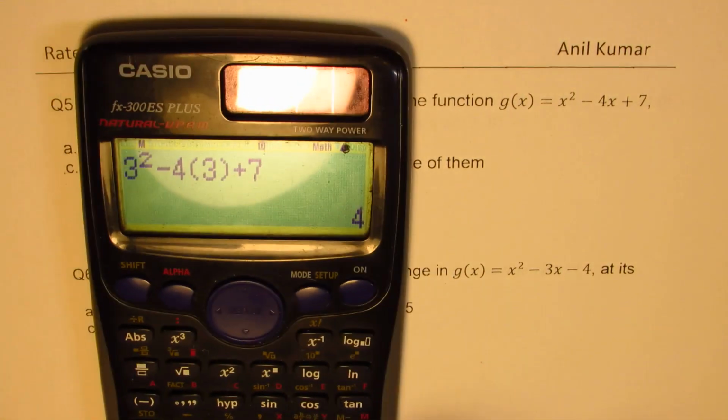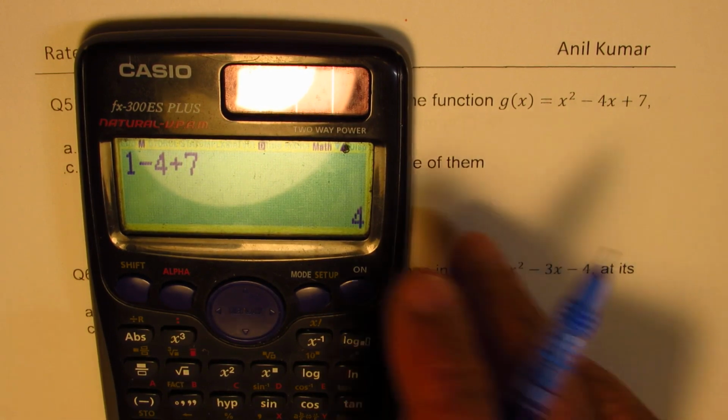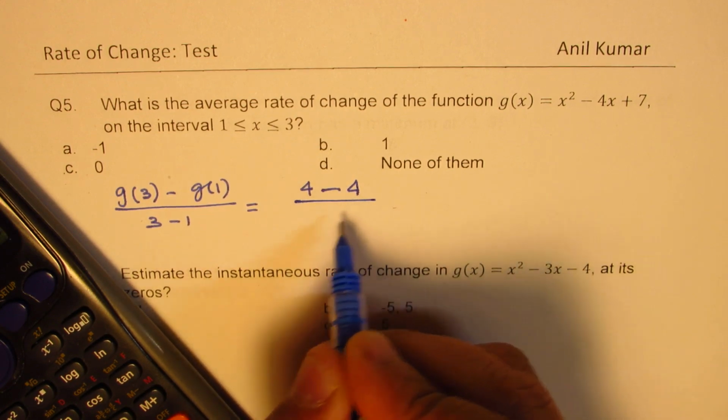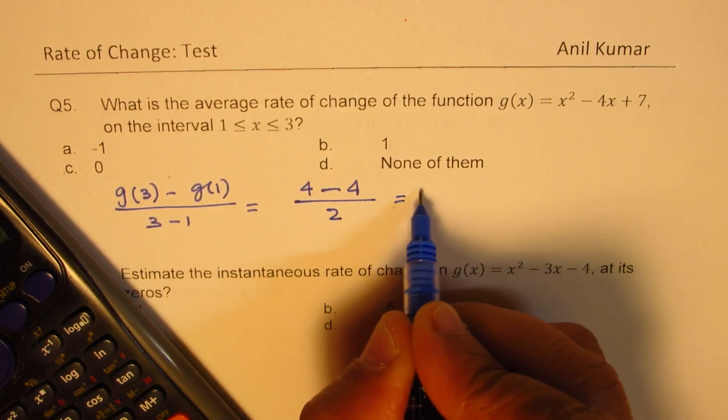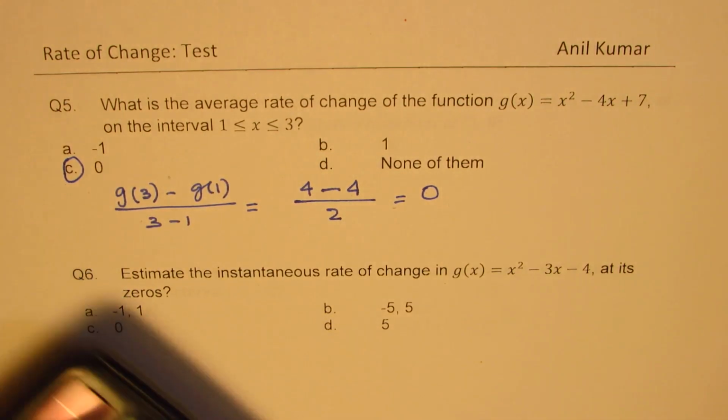Minus g of 1. So basically we have 1 minus 4 plus 7. And that is 4. Well, so we get 4 minus 4, which is 0. And so we get this answer as 0. So option C is the right option.